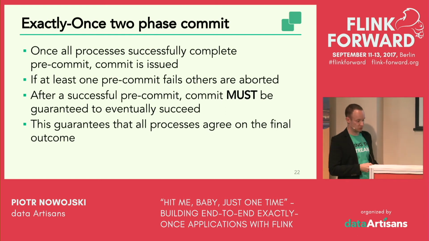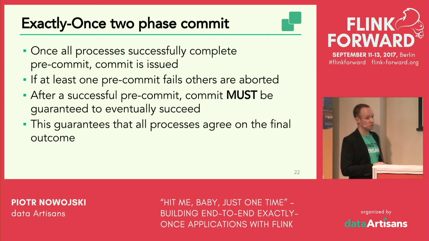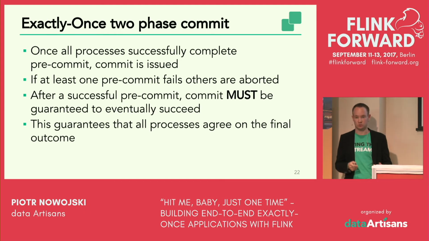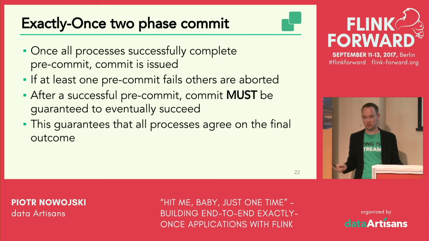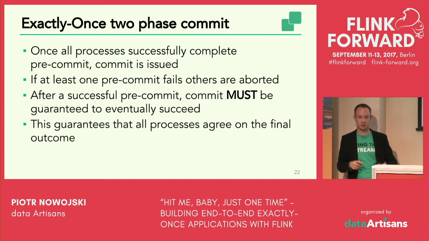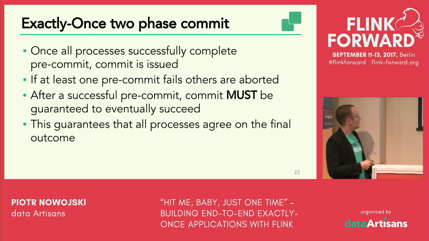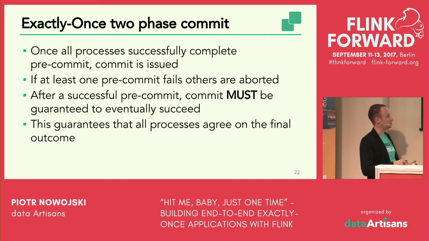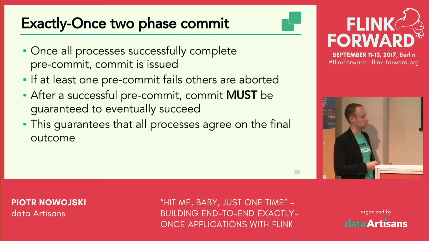So now, putting all of these things together: once all processes successfully complete pre-commit, a commit is issued. If at least one pre-commit fails, all of the transactions are aborted and rolled back to the previously successfully completed checkpoint. After a successful pre-commit, commit must succeed. That's a very important contract for the two-phase commit protocol.